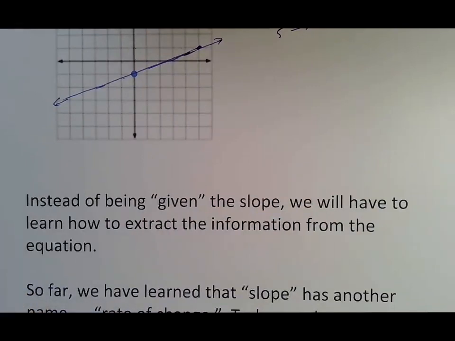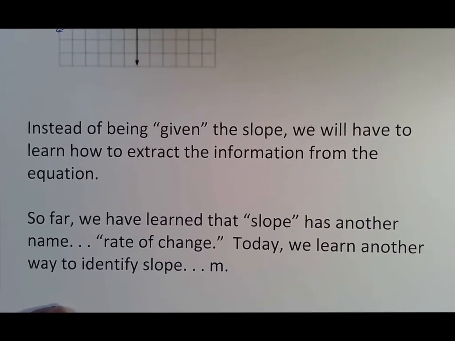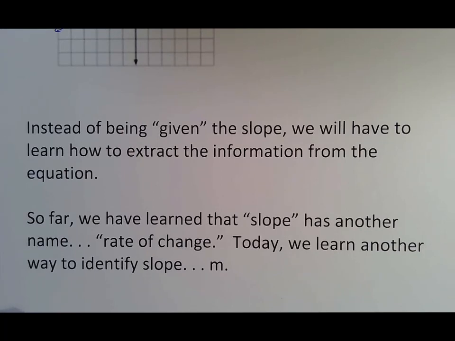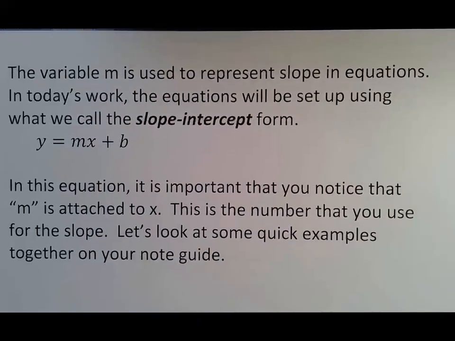The difference is, instead of being given the slope today, you're going to have to learn to extract it from the equation. So far we've learned that slope has another name, which is rate of change. Last semester, whenever it said find the slope of 2 points or find the rate of change of 2 points, you had to learn these are the same thing. Now you're going to learn another way to identify slope, which is by the letter m. The variable m is used to represent slope in equations.